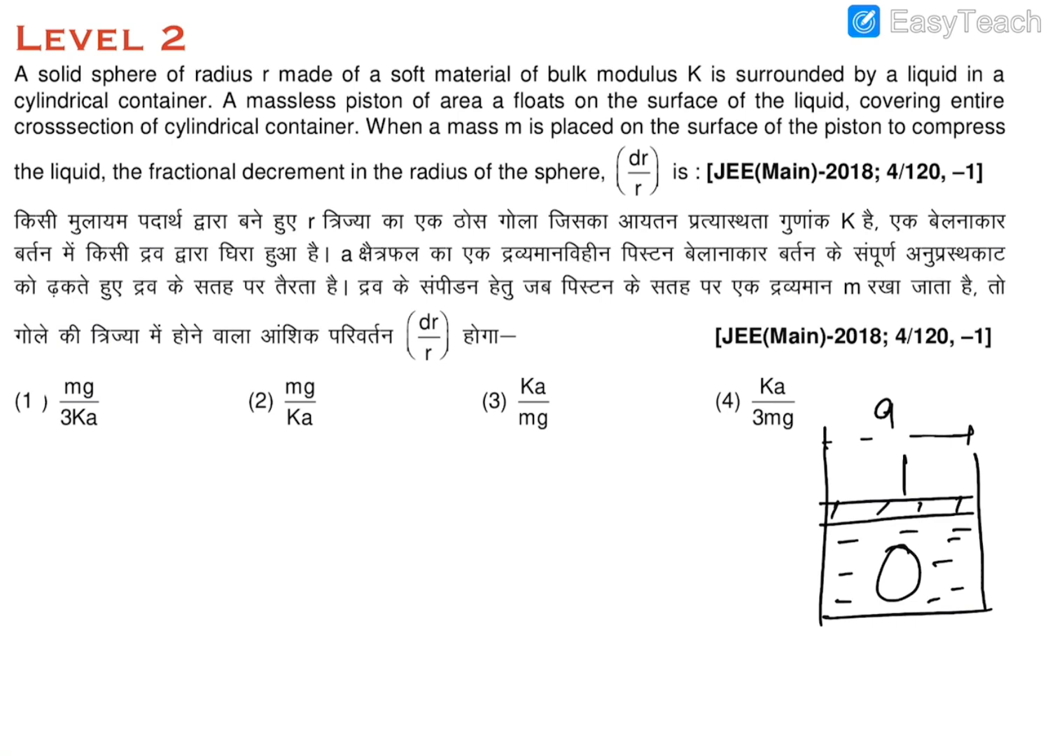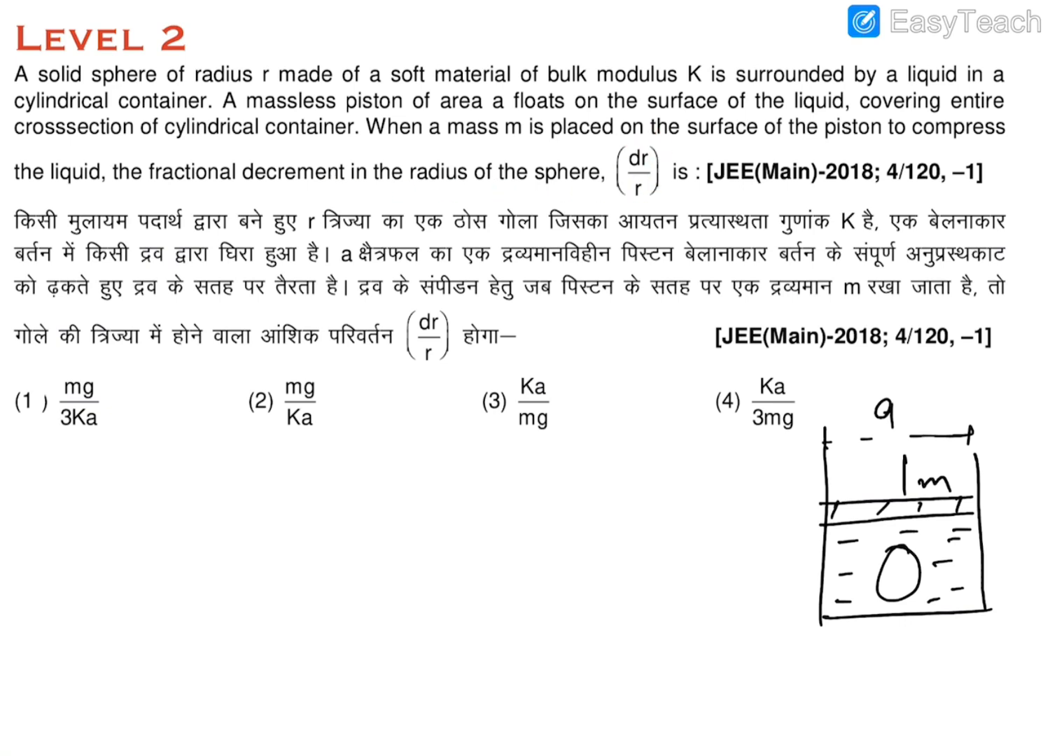It is given that the mass of the piston is 0. It is a massless piston and the area is A. And it covers the entire cross section of the cylindrical container. It is given that when a mass M is kept on this piston, it compresses the liquid and hence it compresses the sphere, which is floating inside it, and the fractional decrement in the radius of the sphere is dr by r.